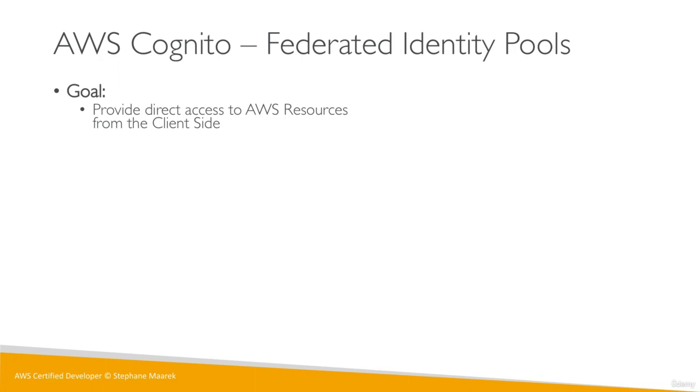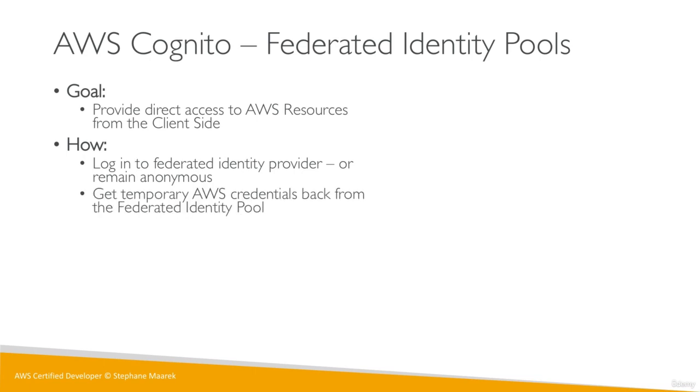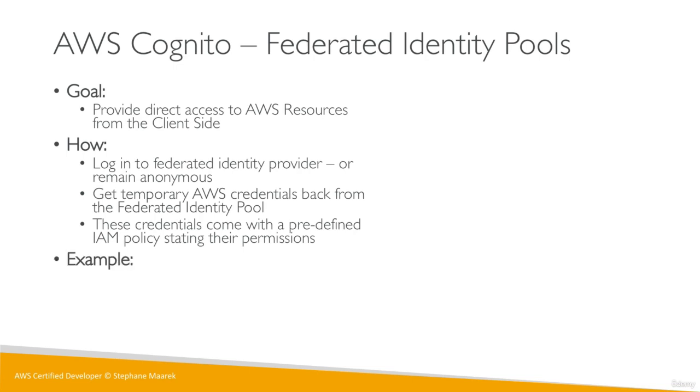The second product we have is federated identity pools. The goal is to provide direct access to our AWS environment from the client side. So no proxy, no API, just straight access. And how do we do this? Well, we log in to a federated identity provider, or we can choose to remain anonymous. We have this option. And from this, we get temporary AWS credentials back from the federated identity pool. These credentials come with an IAM policy attached to them, and so we can do things based on this IAM policy. For example, say we wanted to provide temporary access to write to an S3 bucket using a Facebook login. This use case would be great for federated identity pools.